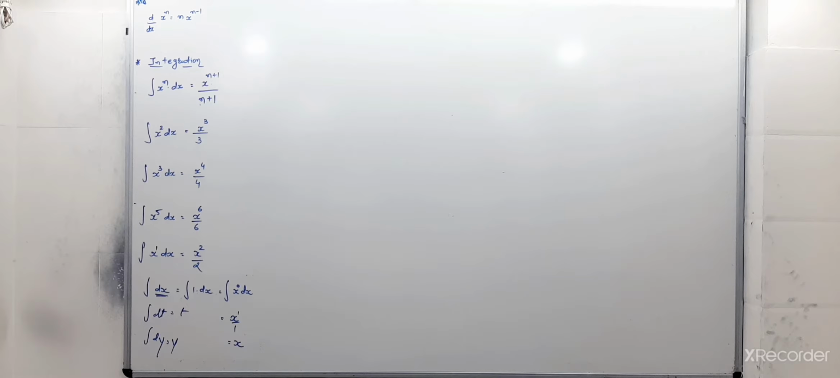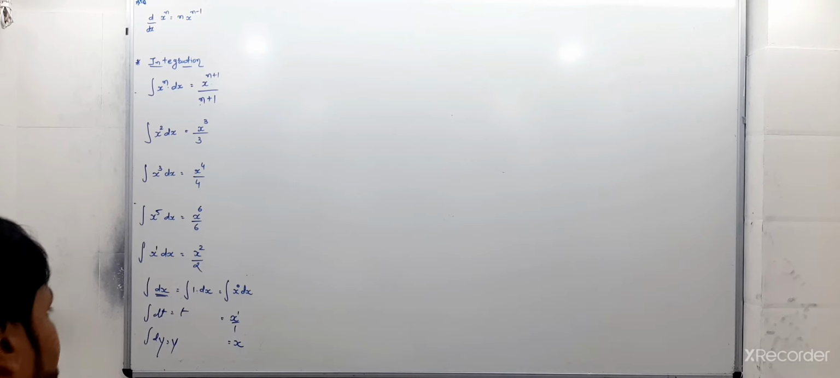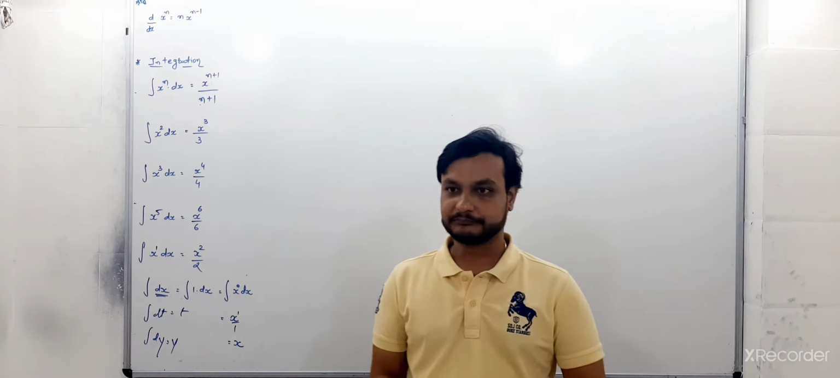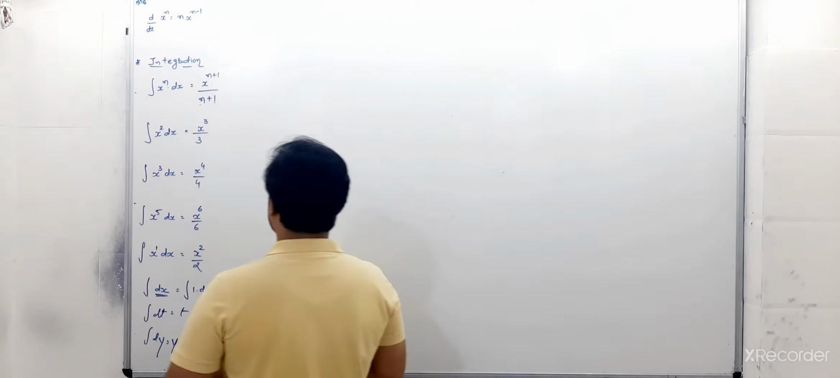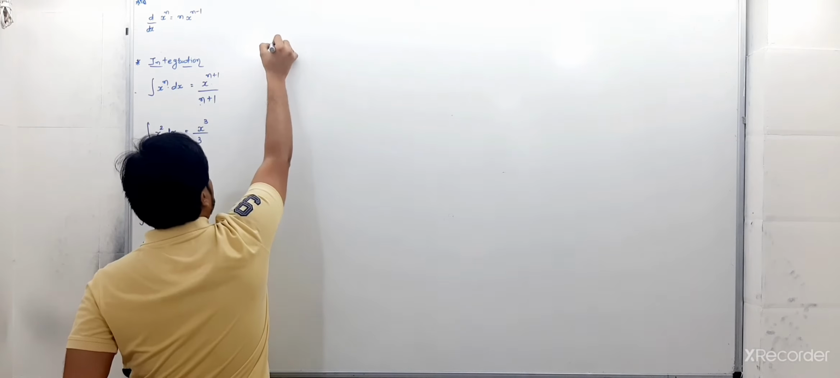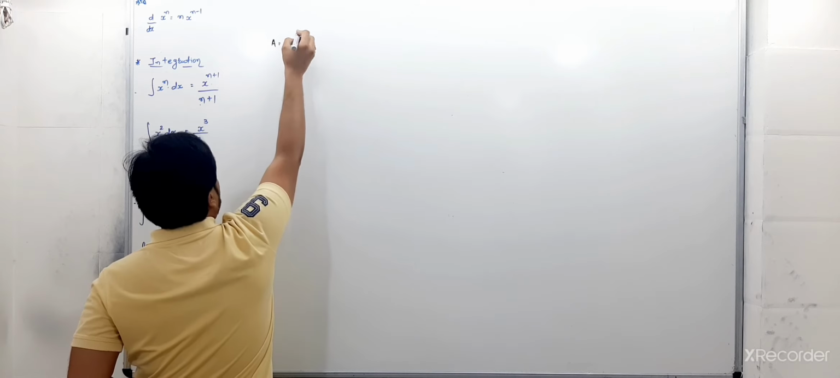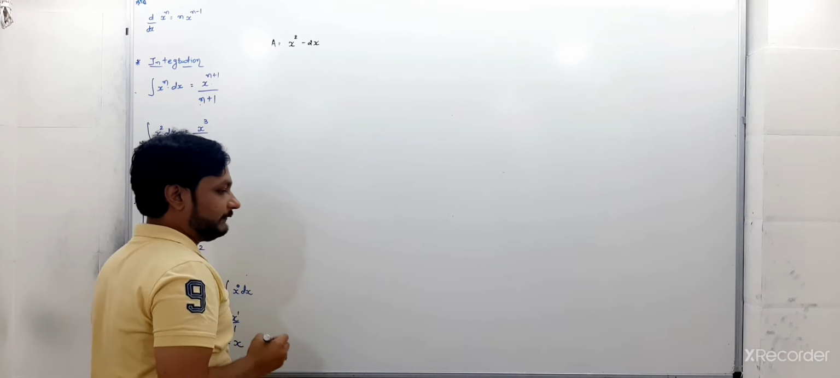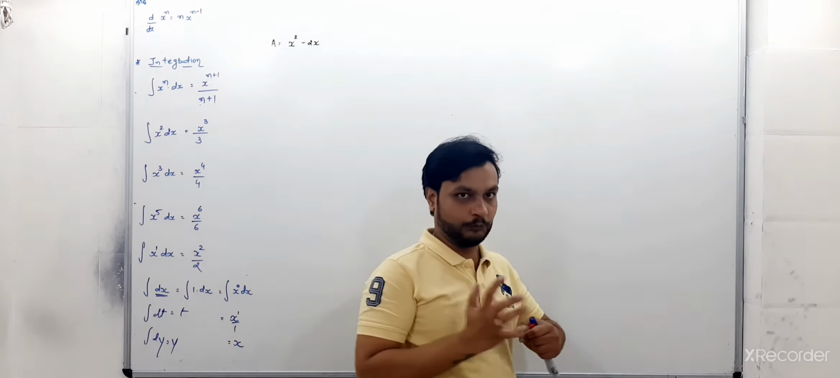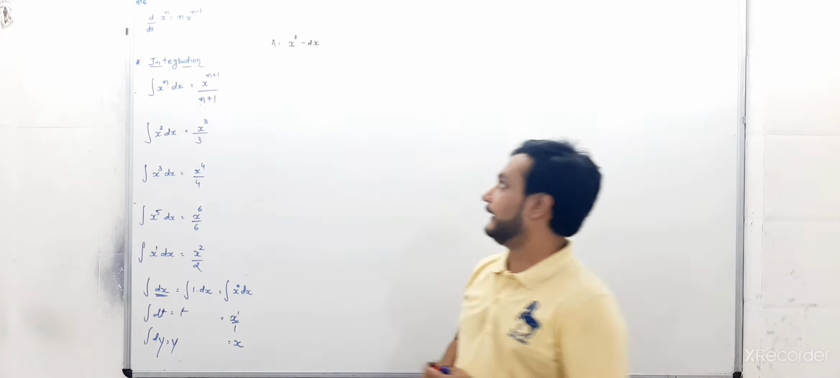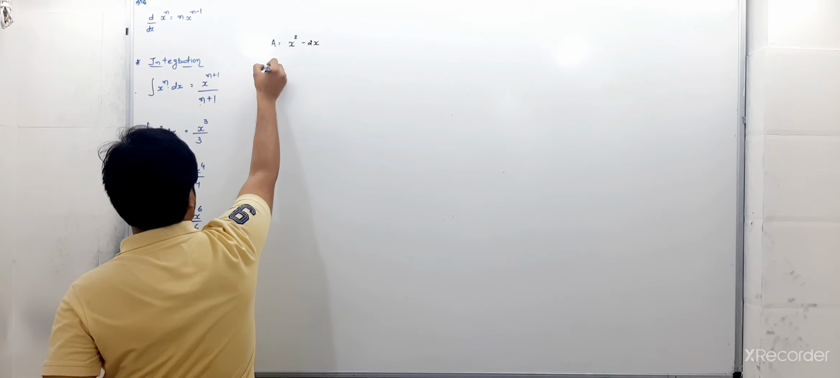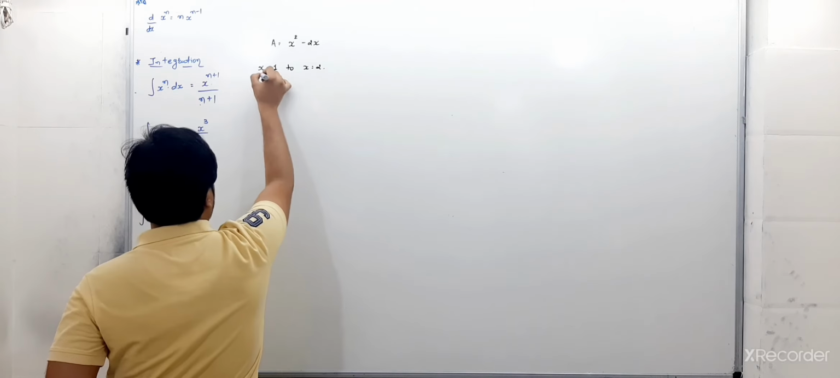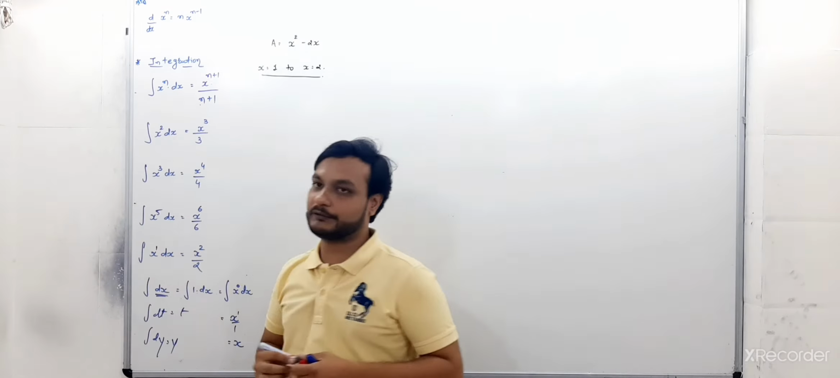Right? So these are the normal integrated values. But I told you that in this integration we have to place the limit. Suppose the question has been given like this: we have the formula a equals x square minus 2x, and we want to find its value in the range of x equals 1 unit to x equals 2 unit.